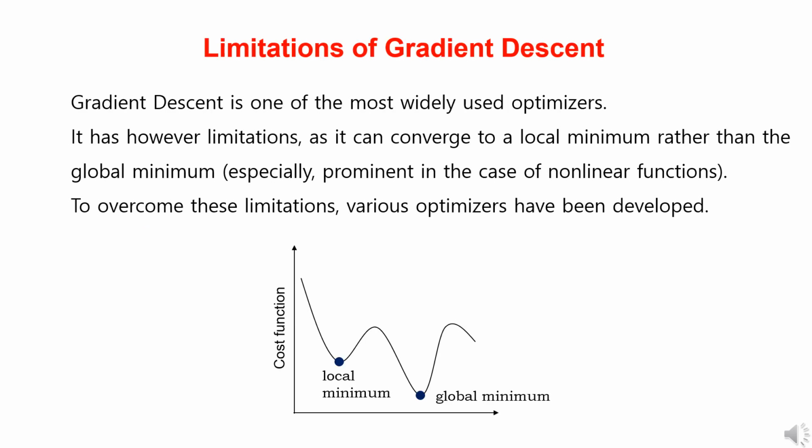The gradient descent algorithm is one of the most widely used optimization methods when building AI models. In the learning process of AI models, it's important to reach the global minimum rather than getting stuck in a local minimum. However, depending on the initial conditions, the function may end up at a local minimum instead of the global one. This limitation becomes especially prominent in nonlinear functions. To overcome this, various optimization algorithms have been developed and are used today.